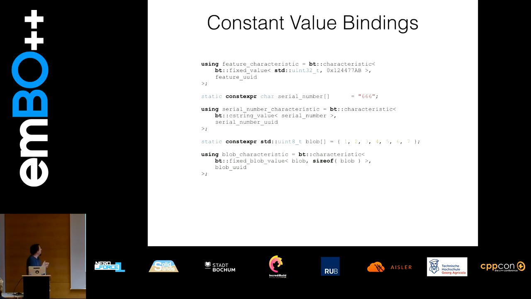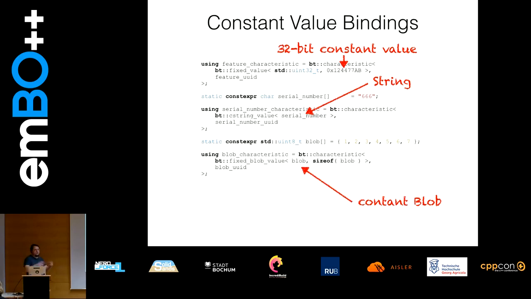So next, some means to define at compile time what our characteristic values look like. Here, this is a set of ways to provide a characteristic with a constant and read-only value. This is just a characteristic that would have a size of 4 bytes and will provide this constant value. This would be a string, and this finally just a bunch of constant data with arbitrary size.